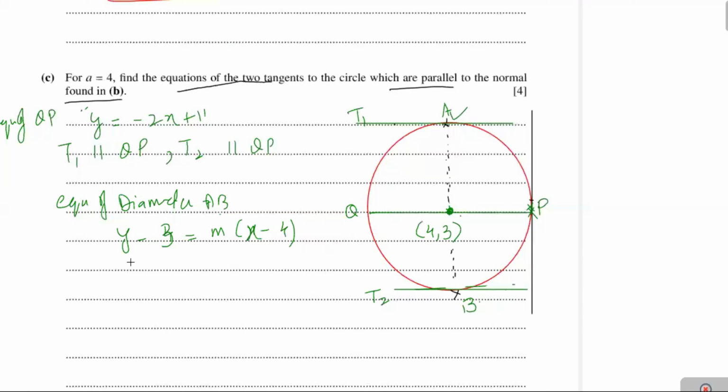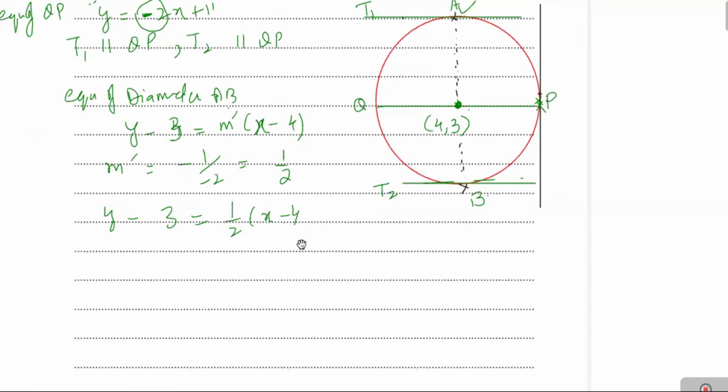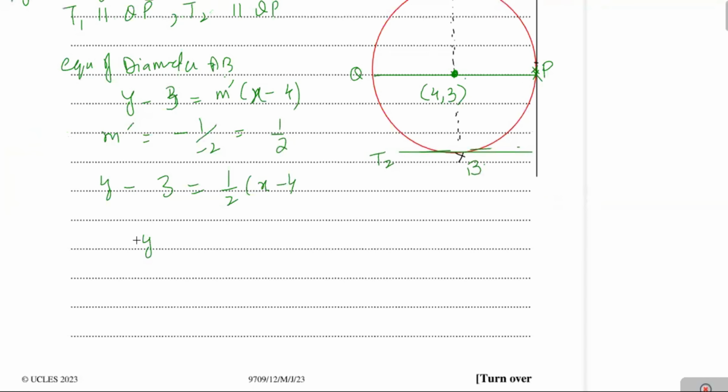Now the gradient of this normal, we name it m dash, will be equal to the gradient of this line QP. Now the gradient of this line is minus 2, therefore m dash will be equal to minus 1 over minus 2, that's equal to 1 over 2. Now the equation of this diameter will be y minus 3 equal to 1 over 2 into x minus 4.